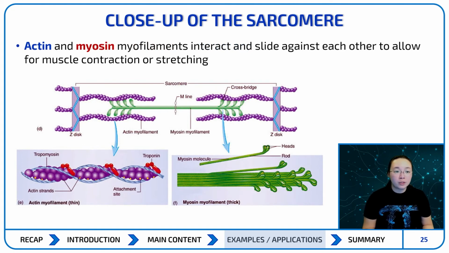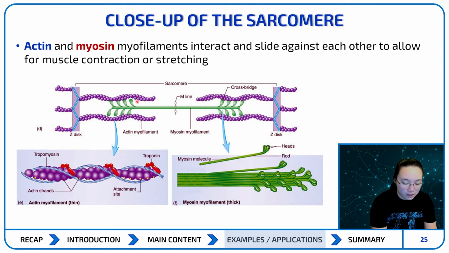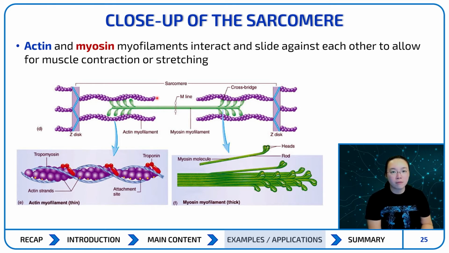So I have a close-up image of the sarcomere. A sarcomere is basically the basic contractile unit of a muscle fiber. So every sarcomere is composed of two main protein filaments. You have the actin filaments, which are in purple here. So these long purple strands are the thinner filaments, and you also have myosin filaments, and these are thick. So in green, you have these thick myosin filaments that are here.